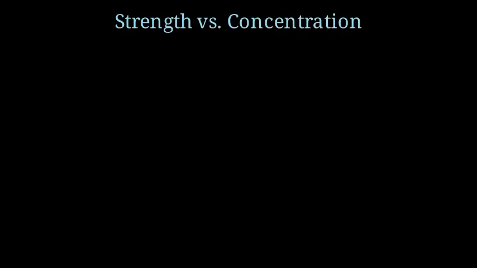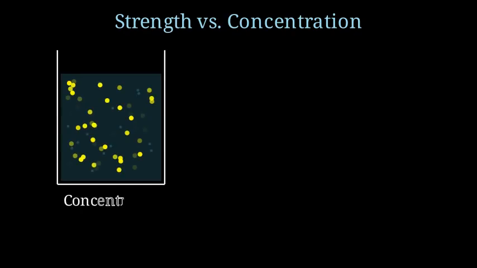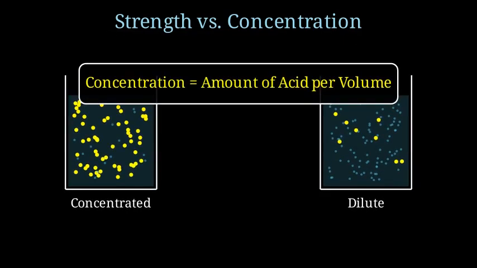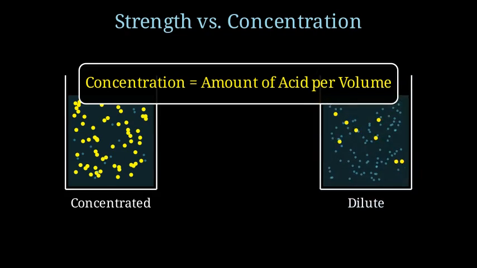However, don't confuse strength with concentration. Think of a glass of lemonade. If we have a lot of lemon juice and very little water, it's concentrated. If we add a gallon of water, it becomes dilute. As you can see in this diagram, concentration is simply about the ratio of acid to water, regardless of whether the acid itself is strong or weak. You can have a very dilute solution of a strong acid or a highly concentrated solution of a weak one.